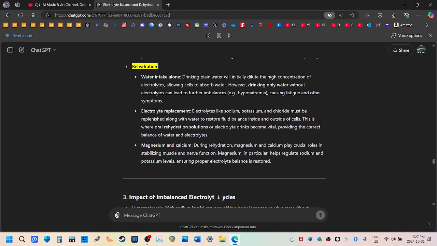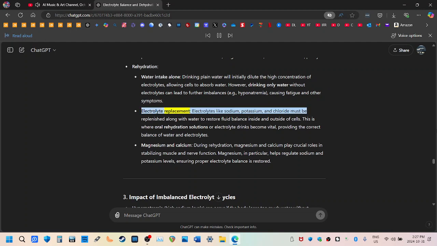Rehydration. Water intake alone. Drinking plain water will initially dilute the high concentration of electrolytes, allowing cells to absorb water. However, drinking only water without electrolytes can lead to further imbalances, for example hyponatremia, causing fatigue and other symptoms.